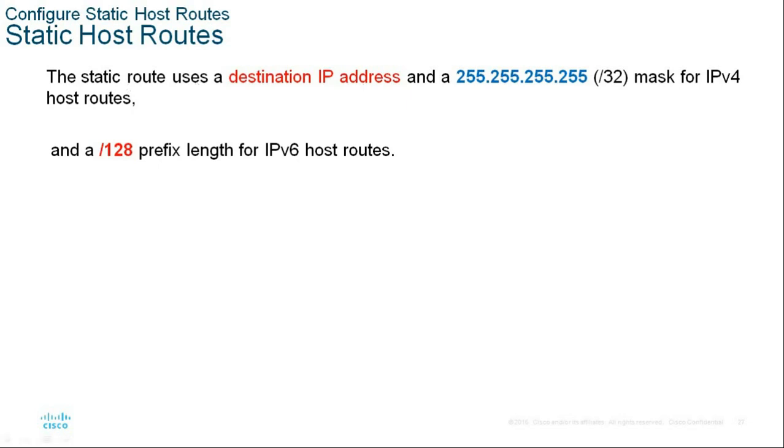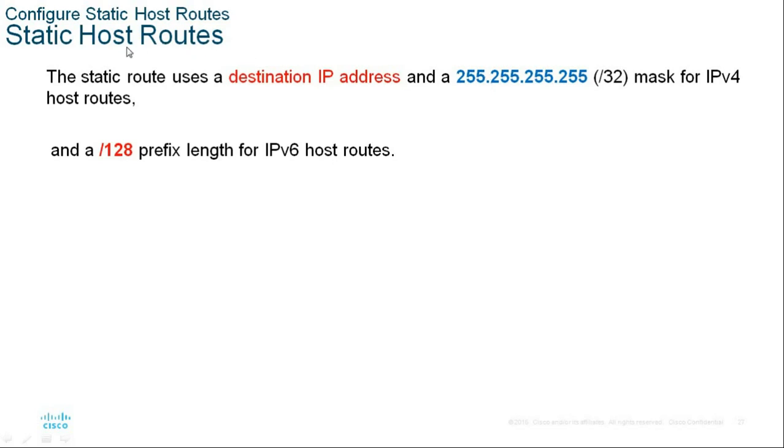Before, we used the network address and subnet mask. Here, we are not going to use the network address. For IPv4, we use the destination IP address directly, followed by the full-length subnet mask, 255.255.255.255.